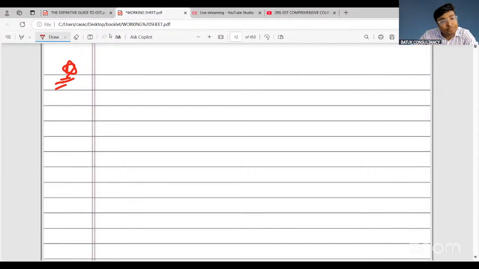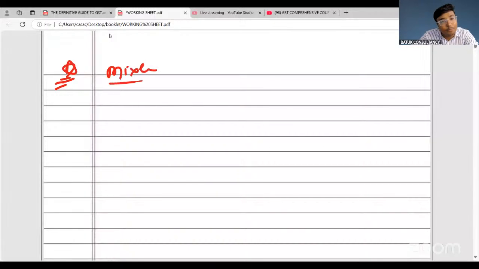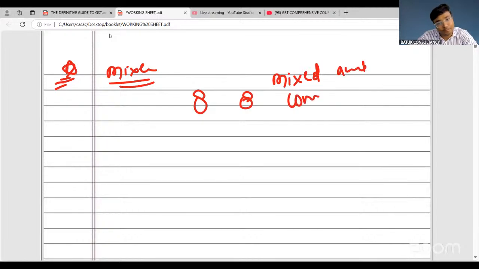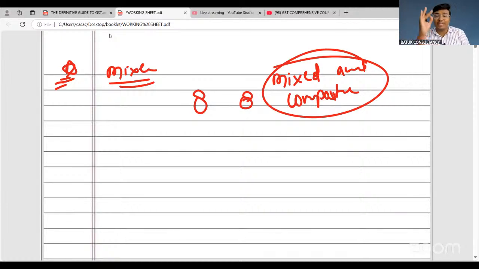So this is mixed supply and composite supply, you can say. And if we see the number 8, then this number 8 is a mixture of double zero. Am I right? One zero and another zero. Mixture of double zero. So section number 8 is related to mixed and composite supply.